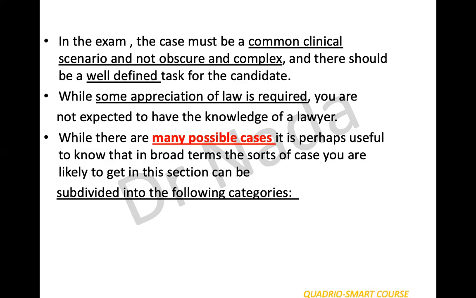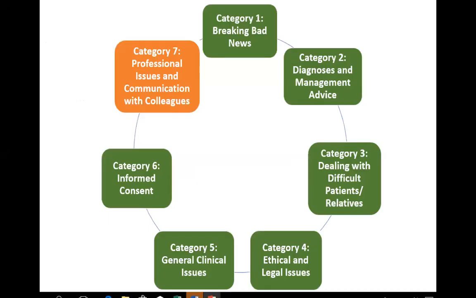While there are many possible cases, it's perhaps useful to know that in broad terms, the sort of case you are likely to get in this section can be subdivided into the following categories. The case scenarios you will face in the station 4 exam will fall into one of these 7 categories. We'll discuss them all. The categories in green here are very rich exam material, so we'll discuss them thoroughly.